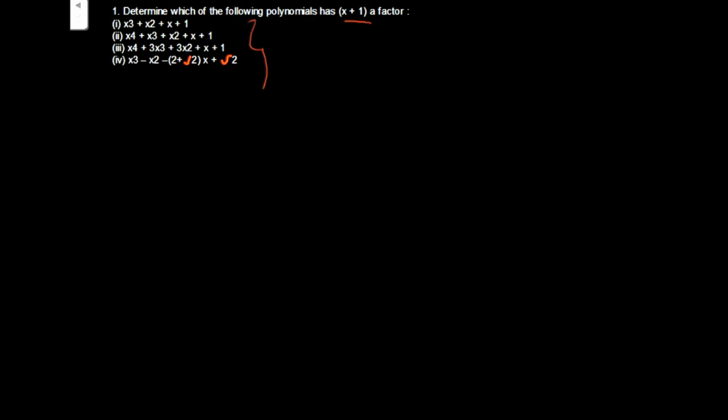Let's say I represent all these polynomials by p(x). Then what I have to check is whether p of minus 1 is equal to 0 or not equal to 0. If in any of these four cases it is 0, then x plus 1 is a factor of it, and if it is not equal to 0, then x plus 1 is not a factor of it. So let's find the value at minus 1.